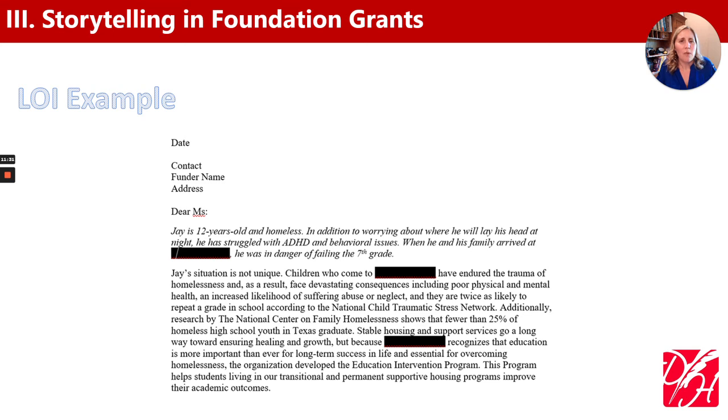But in this example, as you can see on the screen, this organization started with a story. They started with a story about a 12-year-old who was homeless, and so was in danger of failing the 7th grade. So that is the way that they bring you to the story. Wow, you're thinking about Jay's family, the possibility of failing a grade. What is the organization going to do? You've got a cliffhanger in just the first 3 lines of text.